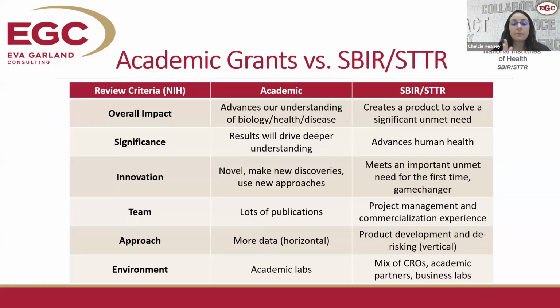So here we have some examples of NIH review criteria. Overall impact for the small business grant application is that you need to be creating a product to solve this significant unmet need, versus R01, where you're advancing the knowledge. I'm not going to read through all of this so I can keep moving, but again, these slides will be made available and I strongly encourage that you read through these as well.